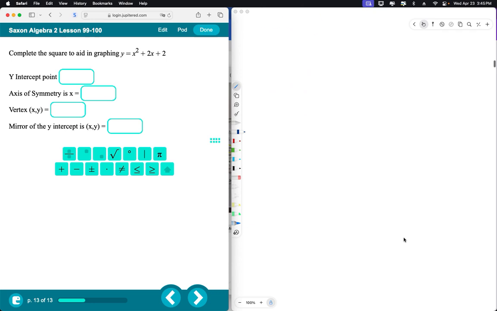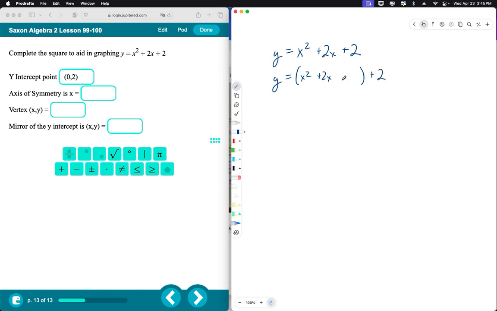Last one. Yay! All right. Y is equal to, all right, it's positive, so that's going to save us some time. The original point is going to be 0, 2. All right, we're going to complete the square. X squared plus 2x, leave a space, plus 2. 2 divided by 2 equals 1, squared equals 1. So plus 1 minus 1. Y is equal to x plus 1 squared plus 1.